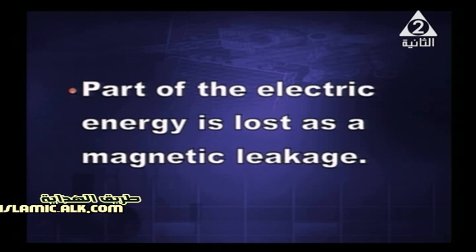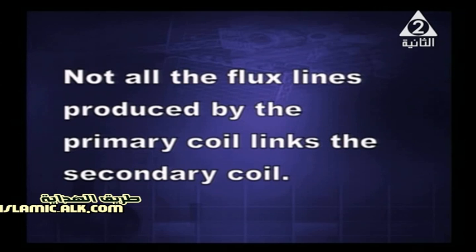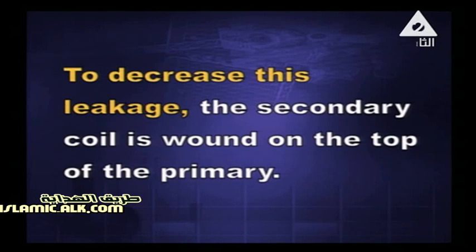Part is lost as a magnetic leakage. As a matter of fact, not all the flux lines produced by the primary coil link the secondary coil. To reduce this leakage, the secondary coil is wound on the top of the primary.